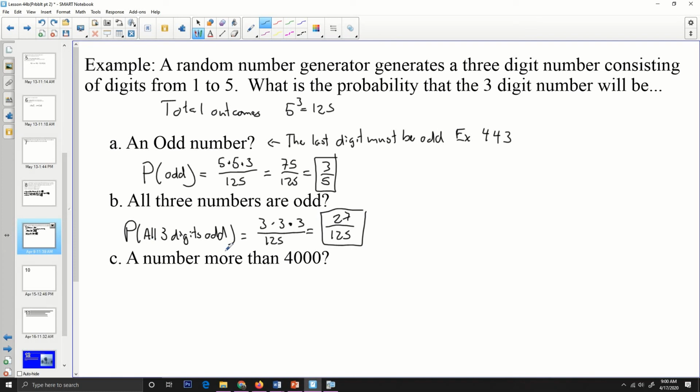And so a number that is more than 4,000, well, if it's a 3-digit number, the biggest number that we could have here is 555. So there is 0 probability of more than 4,000. Well, that's going to just be 0.